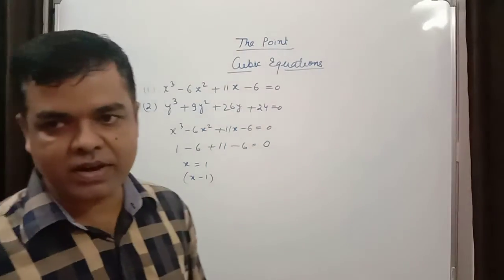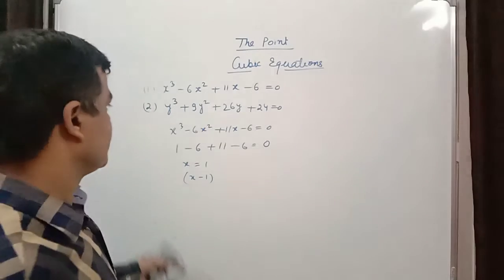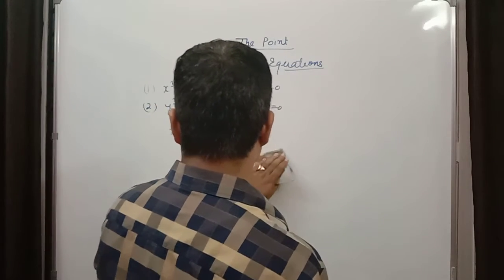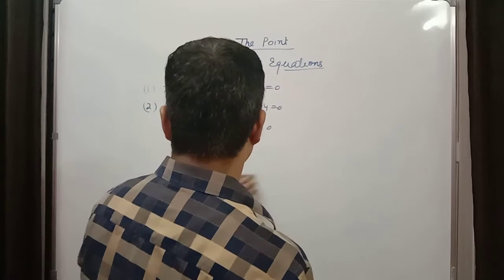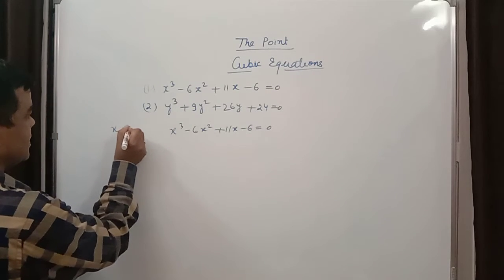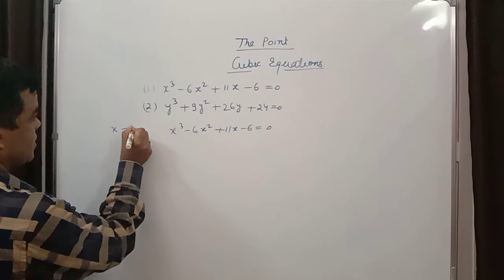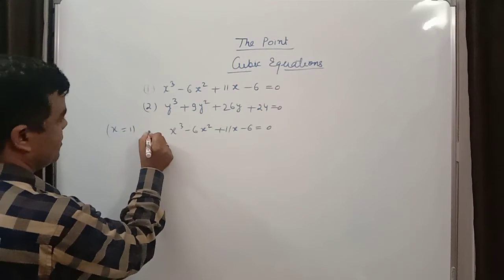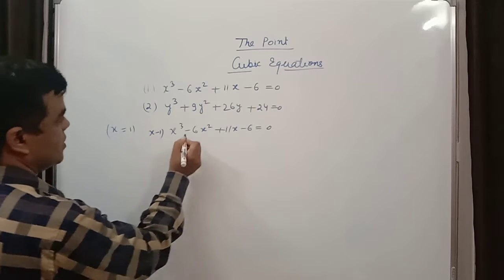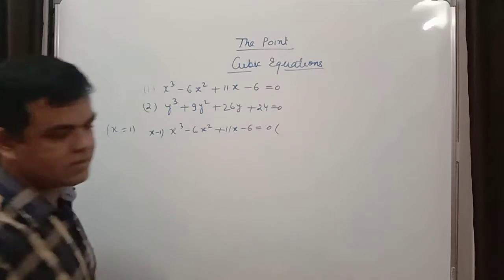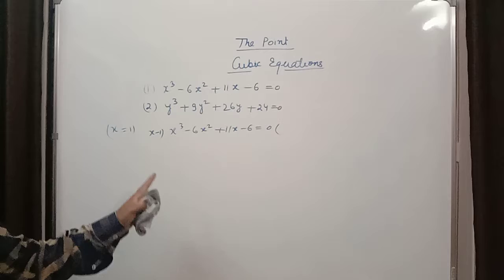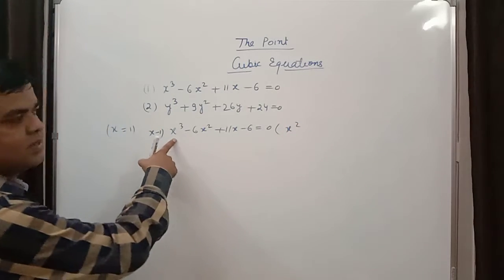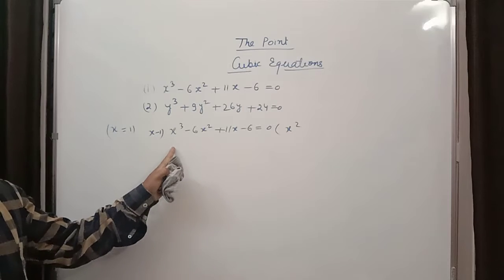Now I will tell you the basics of the division method for a cubic equation. If you have forgotten, then revise it. The equation is satisfied by x is equal to 1, so one factor will be x minus 1. Now we do the division. How to do the division? Here take first x square. You have to eliminate this term.